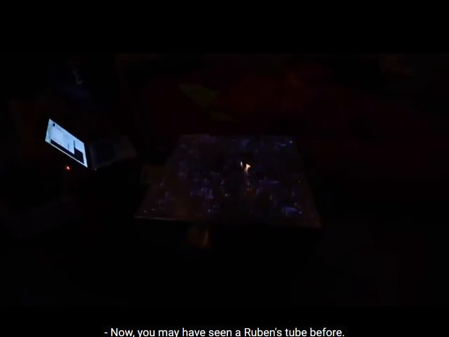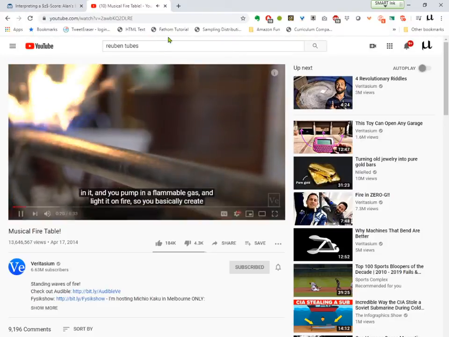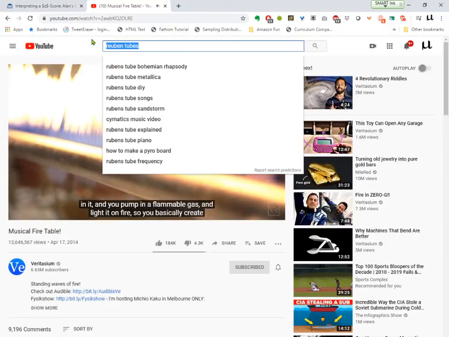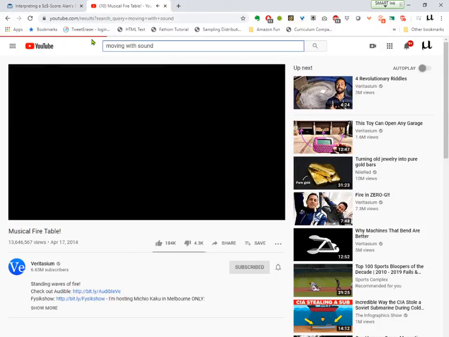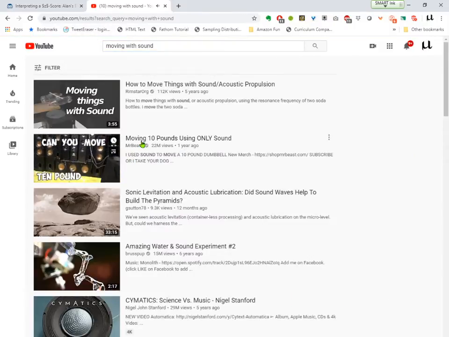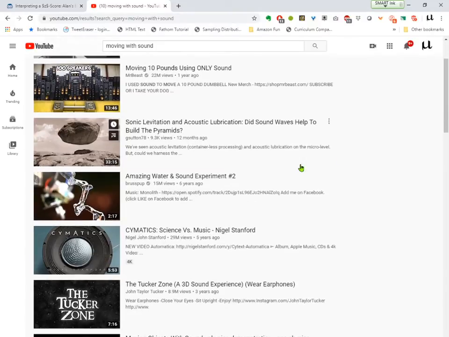Now you may have seen a Rubens tube before. That's basically a pipe with a bunch of holes in it, and you pump in a flammable gas and light it on fire. So you basically create a row of Bunsen burners. They make cool patterns with sand. Yeah, that's a different one. They actually put the frequencies onto a plate. There's a whole study on it. Oh, this is really cool.